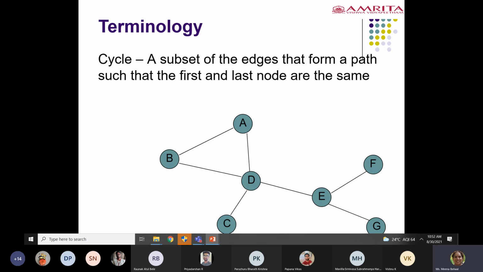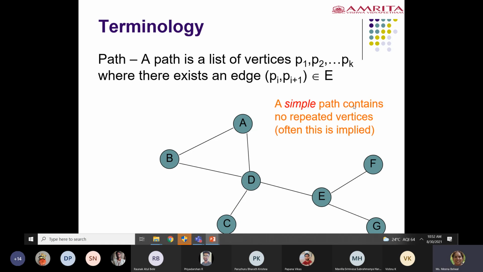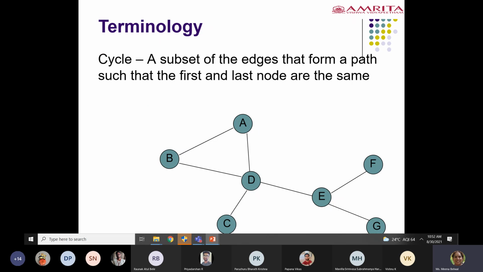All right. And then what is a cycle? A subset of the edges that form a path such that the first and the last node are the same. When we defined path, we said that a simple path does not have a repeated vertex. When we define cycle, we say that a cycle is a subset of edges, not necessarily a proper subset, that form a path such that the first and the last node are the same.